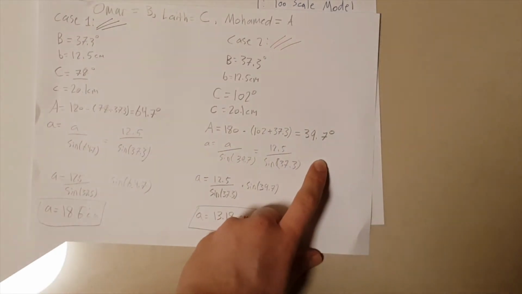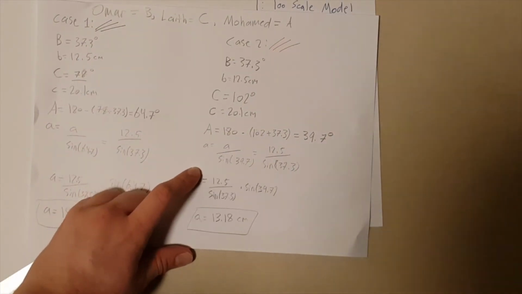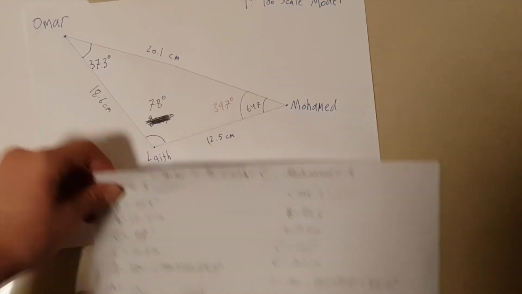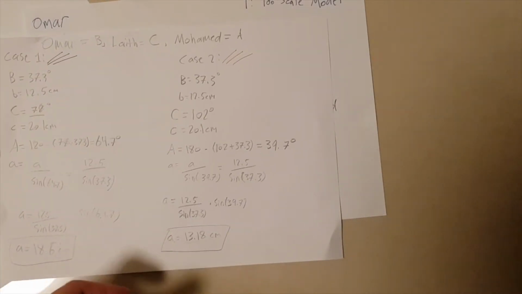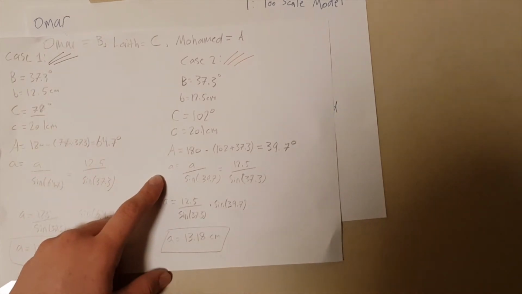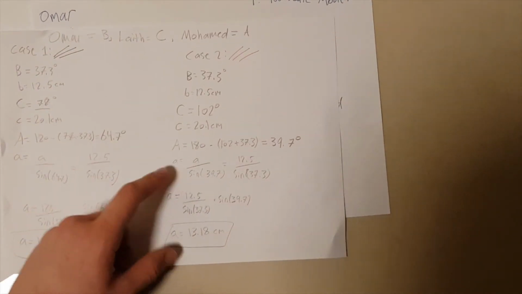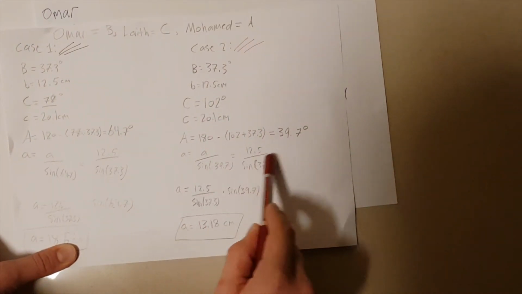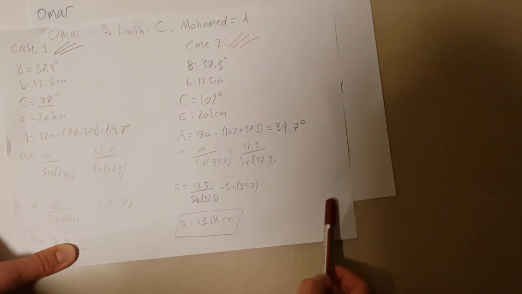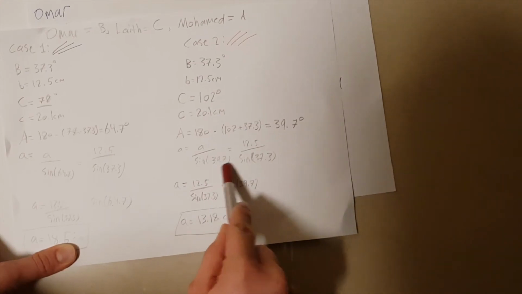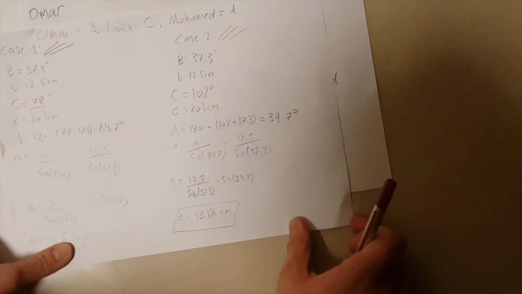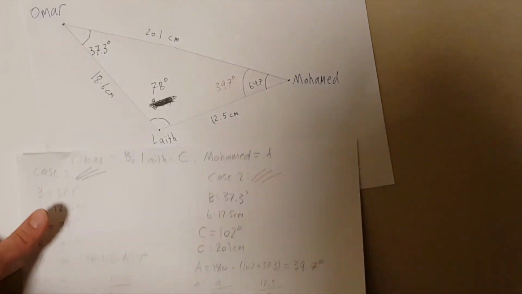After finding out the angle, we can plug it into the sine law to find side A, which is this side, the one the question originally asked for. So using the sine law, we multiply 12.5 over sine 37.3 by sine 39.7 over here in order to get the side measure, which is 13.18 centimeters.